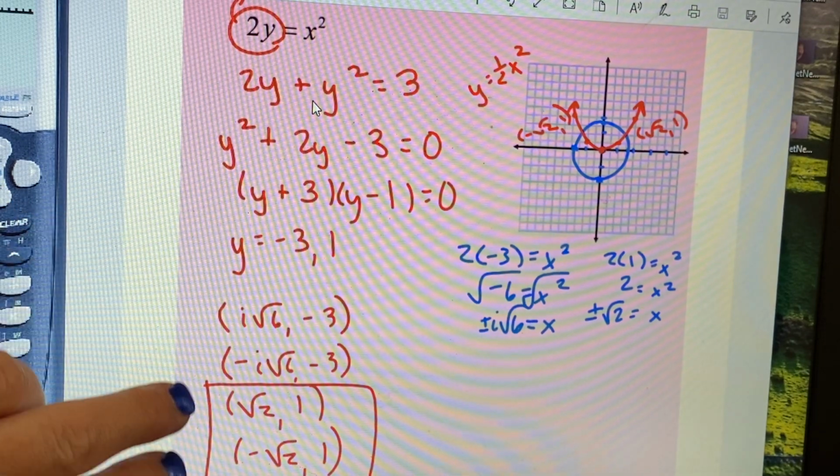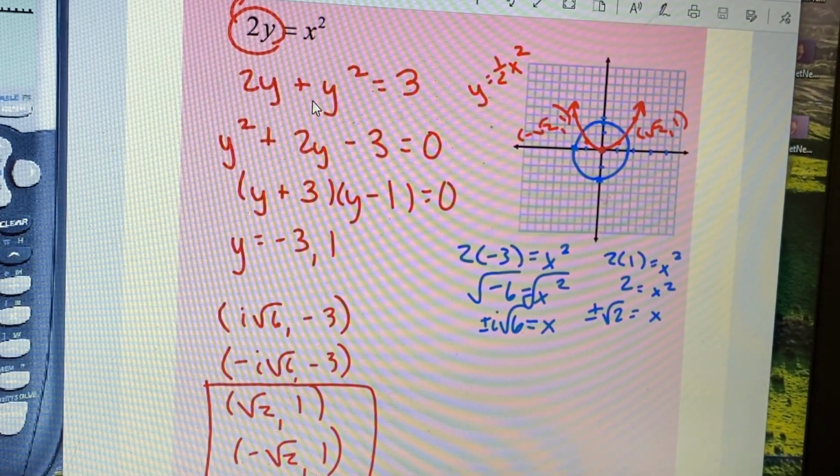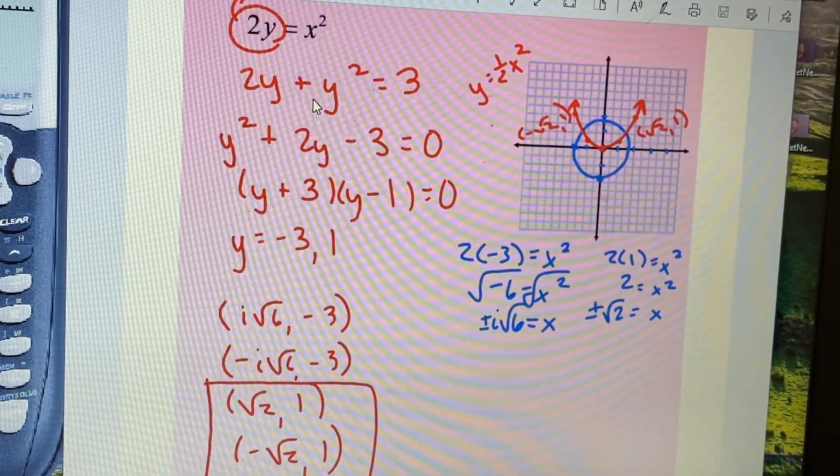So just kind of keep it in mind. For this particular unit, we're going to care way more about the real solutions. But just want to make sure we covered that. So there's 2 real ones.